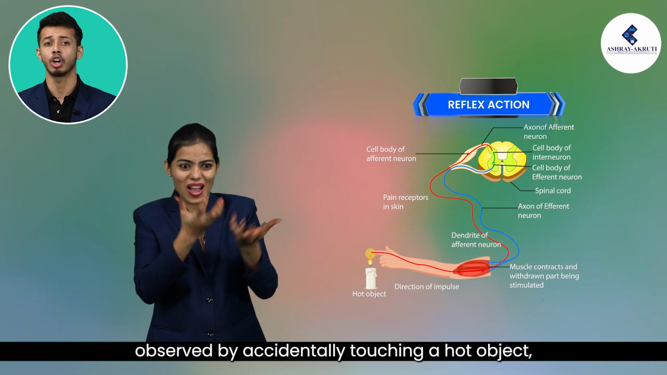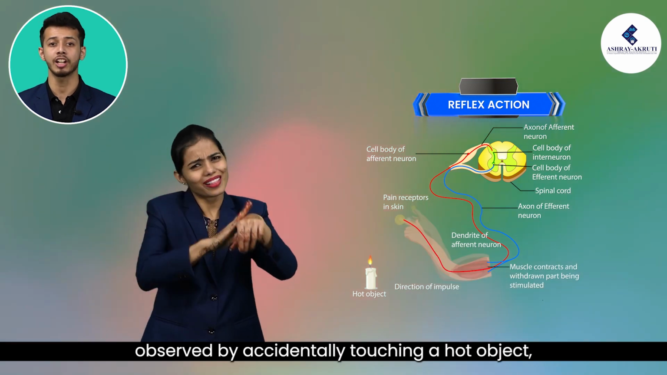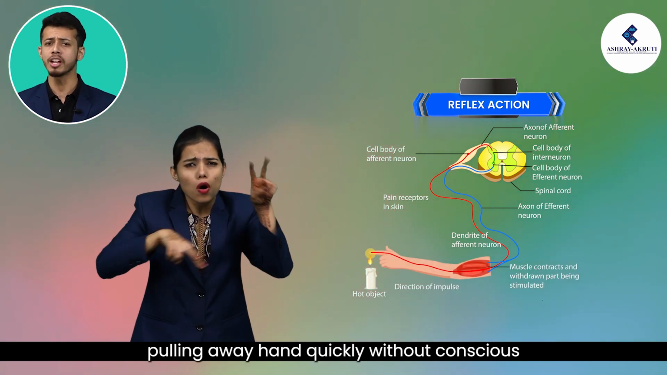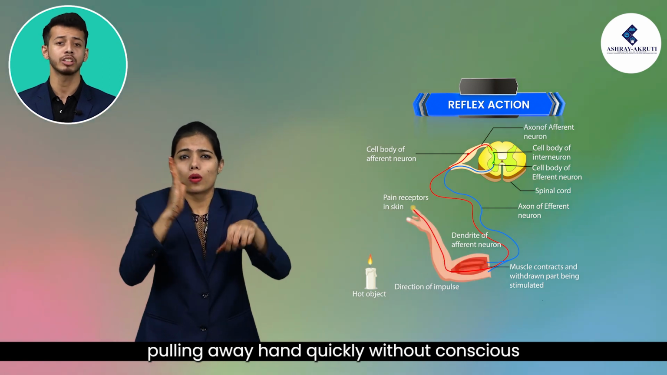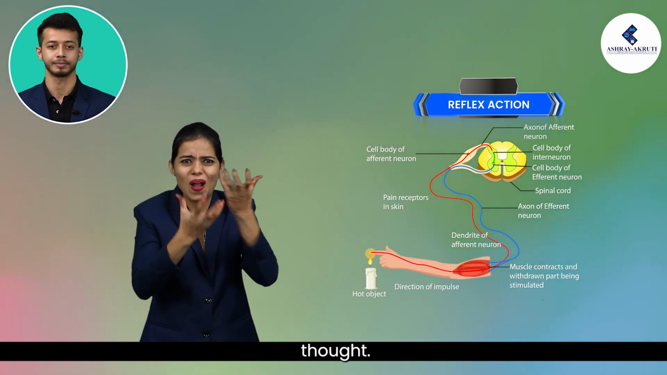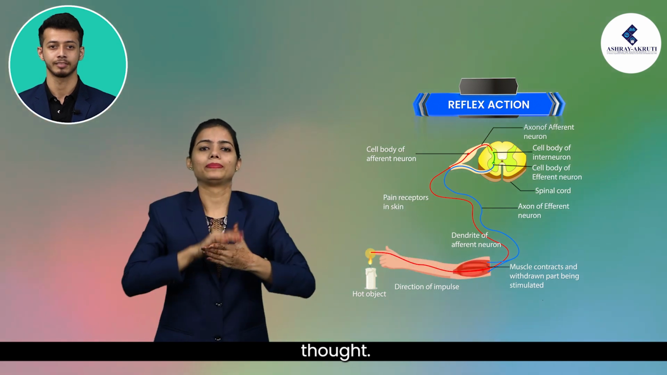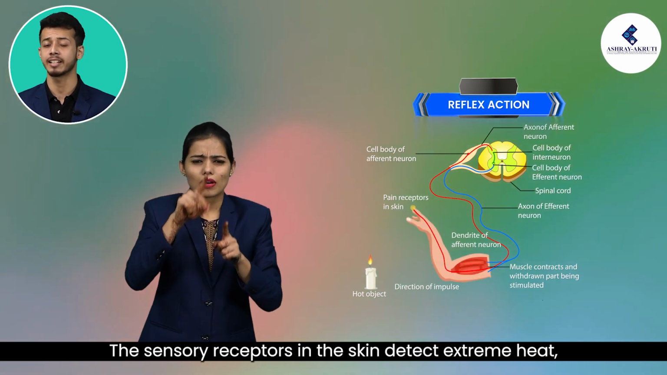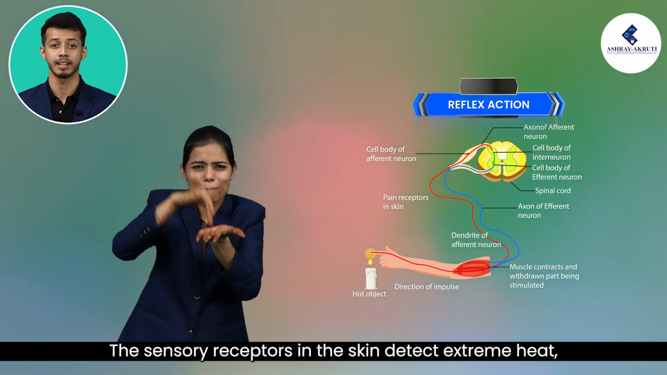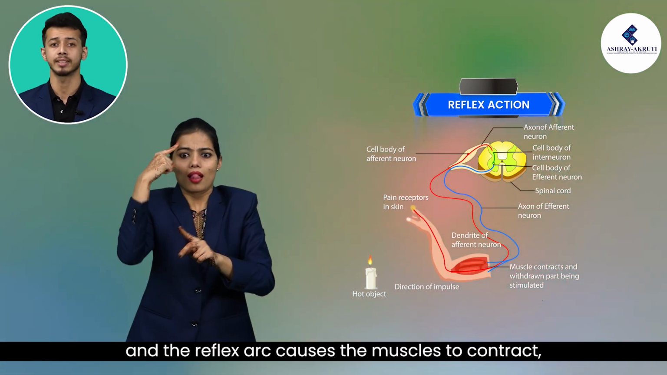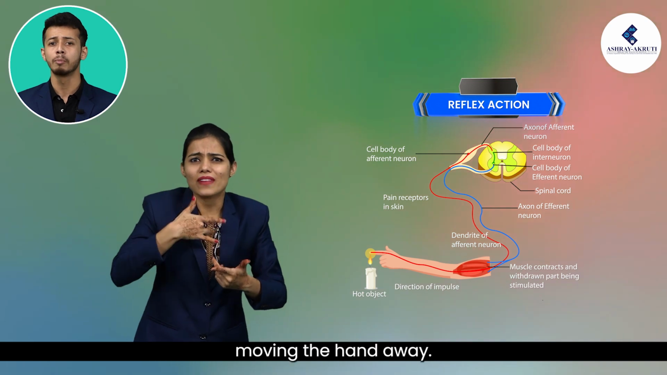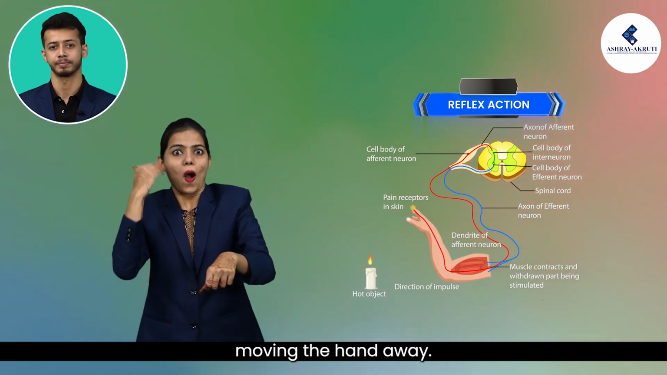Withdrawal reflex is observed by accidentally touching a hot object, pulling away the hand quickly without conscious thought. The sensory receptors in the skin detect extreme heat and the reflex arc causes the muscles to contract, moving the hand away.